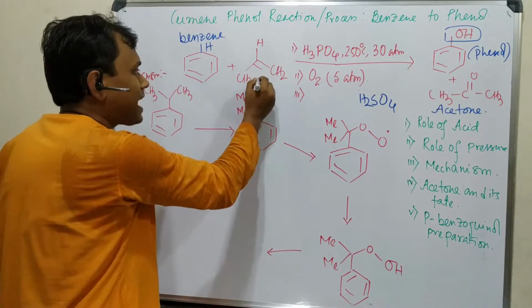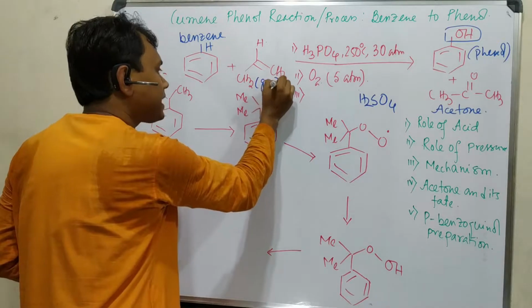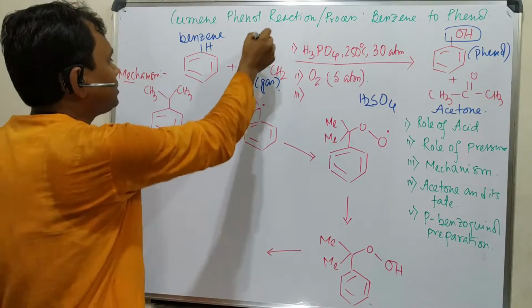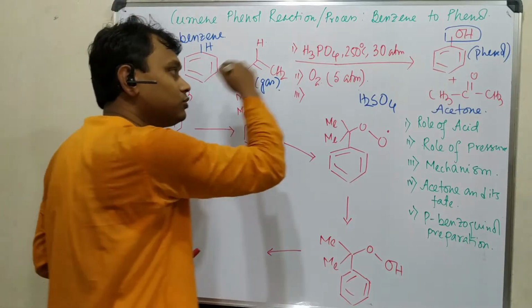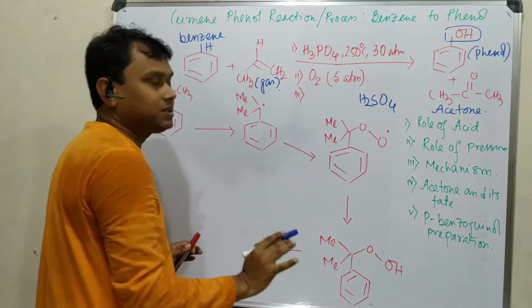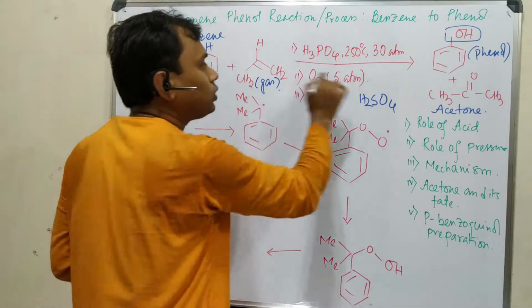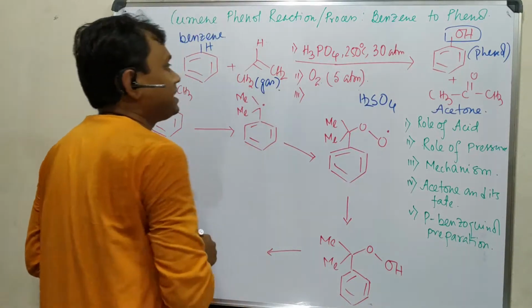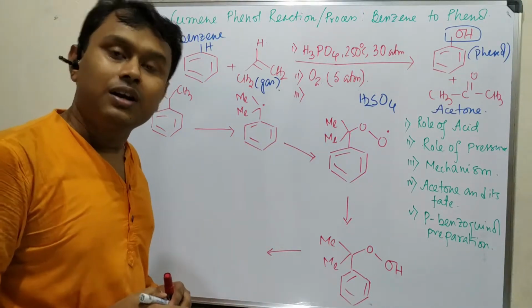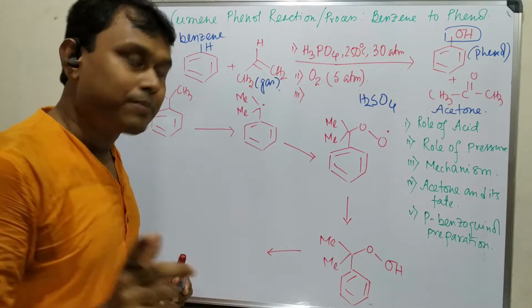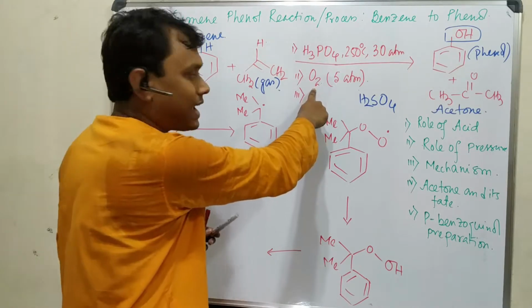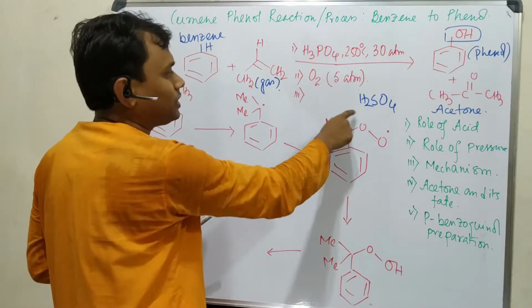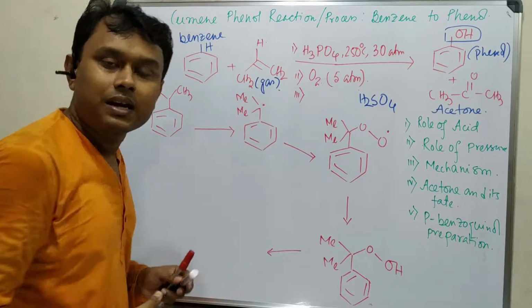Why? Because this is a gas. If you increase the pressure, according to Le Chatelier's principle, the equilibrium will shift to the right side. I will explain this with the mechanism, and it will be clearer then. So this pressure helps, and this reaction is actually Friedel-Crafts alkylation. Next step, this oxygen is also a gas, so a little high pressure is required, and third is sulfuric acid, so it is an acid catalyzed rearrangement.